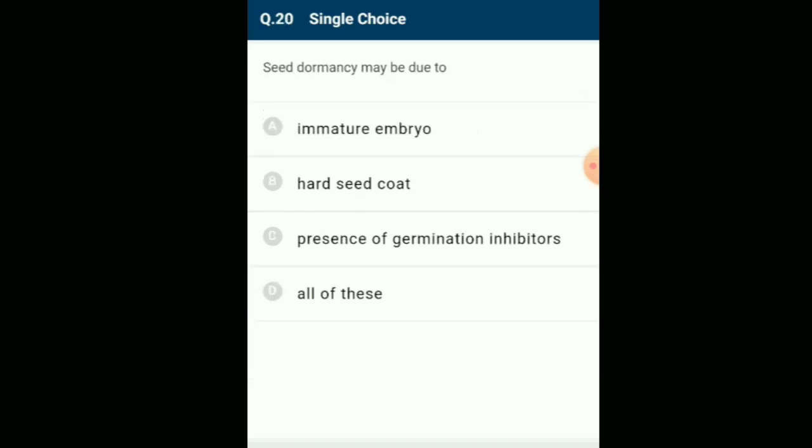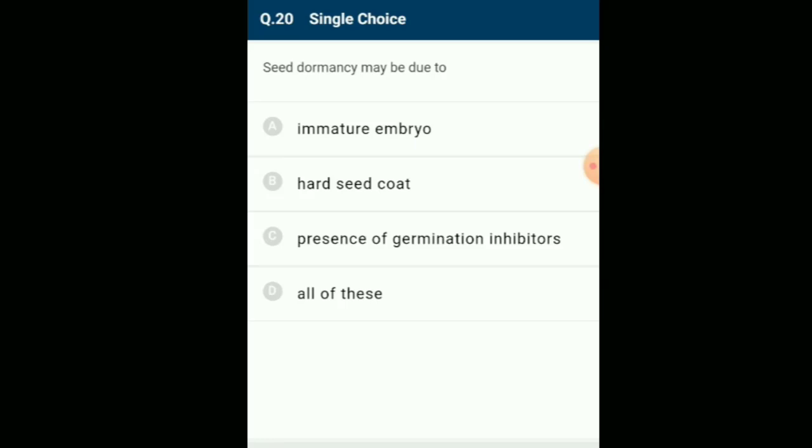Question number 20. Seed dormancy may be due to the presence of... Dormancy in a seed is the most important characteristic feature. Because of this character, seeds remain viable for many years. Most of the seeds are unable to germinate just after dispersal. They germinate after some time. The time between the maturation and germination of seed is known as the dormancy period.